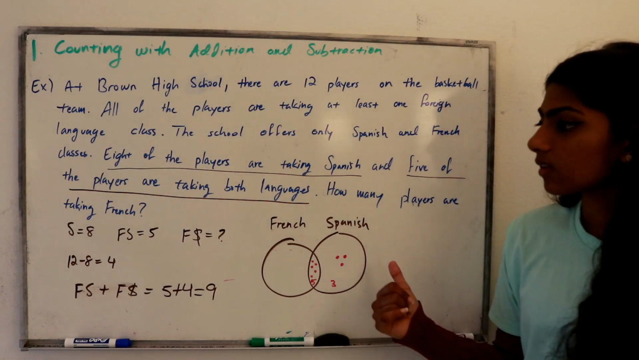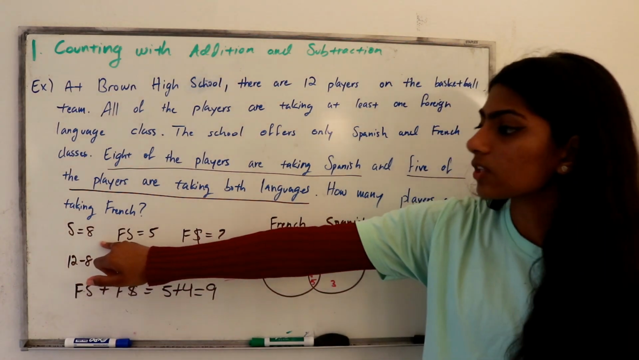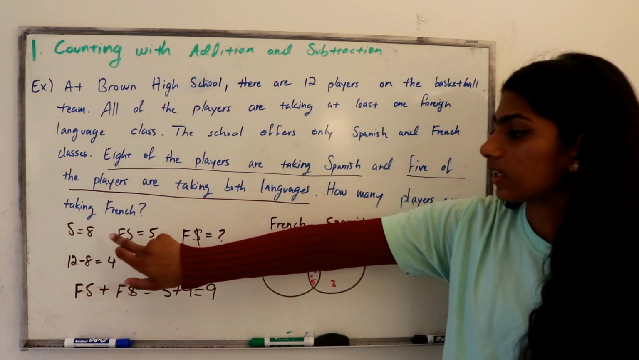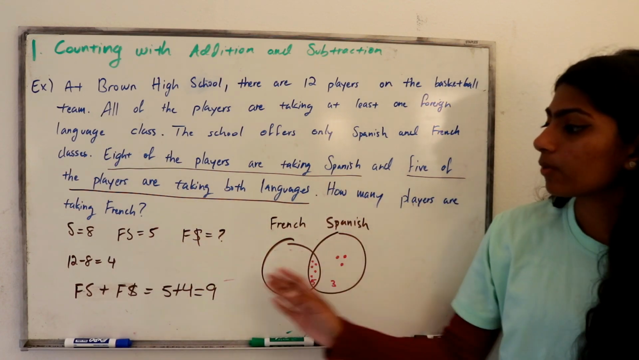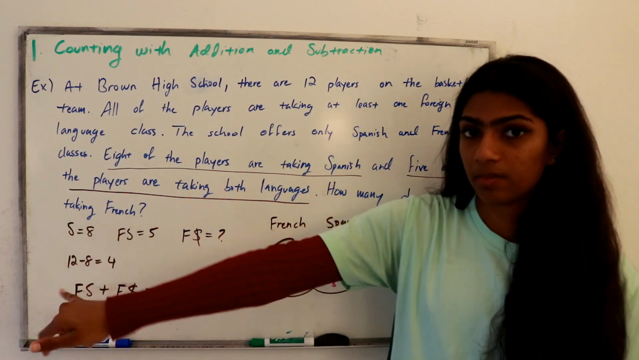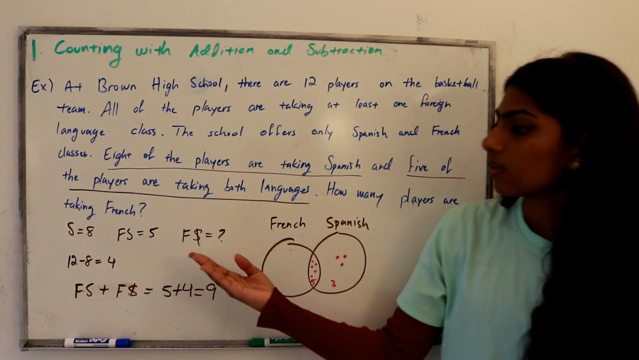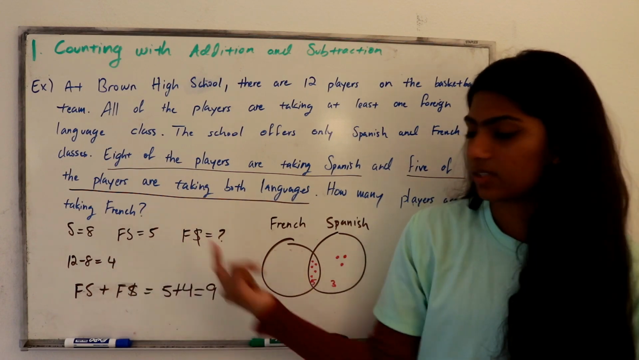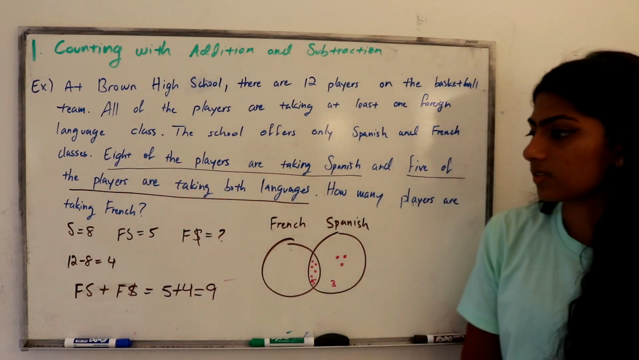So, to find this, we need to look at the given information. We know the people who are taking Spanish are 8, and the people taking French and Spanish are 5. What we need to find is the people who are taking French but not Spanish, so we can find the total people who are taking French. First, you can't just add these numbers together and get the answer. That's not how it works. Or subtract numbers and get the answer. That's not how it works.